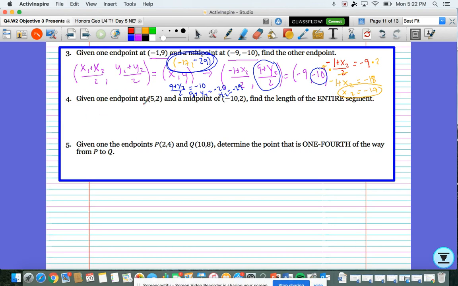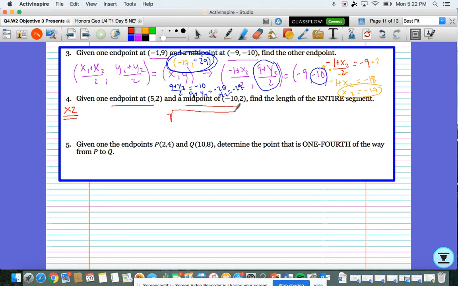So given one endpoint at 5, 2 and a midpoint of negative 10, 2, find the length of the entire segment. So I'm actually going to find the distance between the endpoint and the midpoint. And then what do you think I'm going to do after that? Times 2, right? It's going to be double. This is going to be half the length of the entire segment, right? This is the midpoint of it. So that's going to be halfway. So let's go ahead and find that distance.